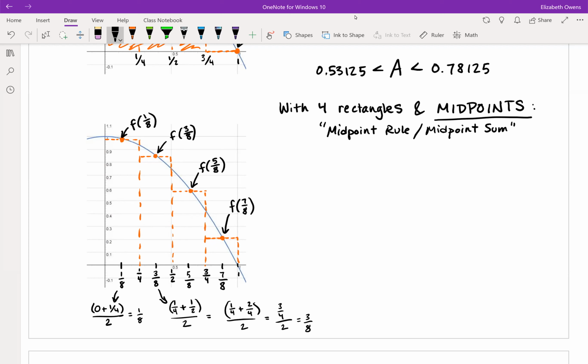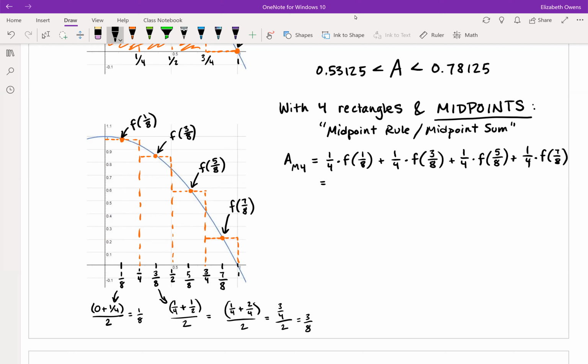Okay, so our area estimate this time around, we'll call it A sub M4, for midpoints and four rectangles. It would be width of 1/4 times f of 1/8, plus width of 1/4 times a height f of 3/8, and width of 1/4. That part gets repetitive, yes. The height on that third rectangle is f of 5/8, and then the last rectangle is 1/4 times f of 7/8 for its area.